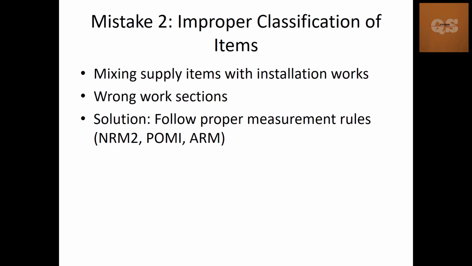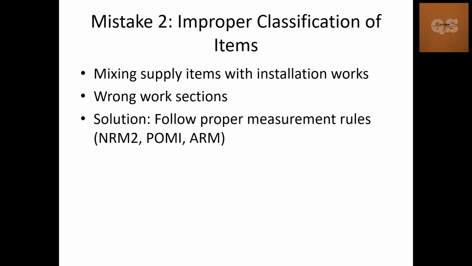The next mistake is the improper classification of items, that is, mixing the supply items with the installation work can cause confusion. Sometimes some items would be just for supply, some items will be just installation. Supply will be done by the client or a specialist. Sometimes only supply we need to do as a contractor, and installation will be done by some other subcontractor. So that also we need to confirm. Incorrect work sections will be allocated, which can lead to pricing disputes at a later stage.